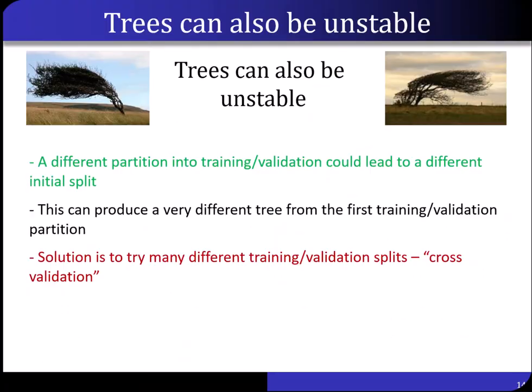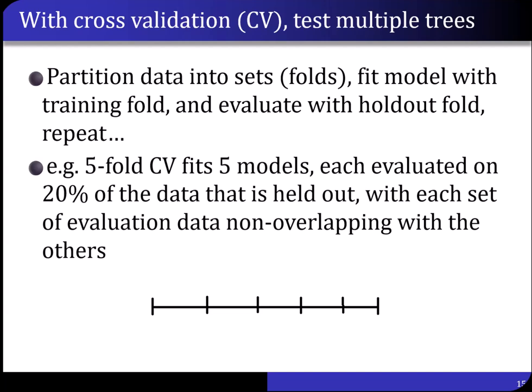One problem decision trees have is that they are very unstable. If 2 or more variables are of roughly equal importance, which one our model chooses for the first split can depend on the initial partition into training and validation. So a different partitioning into training and validation could lead to a different initial split, which can produce a very different tree. There are 2 solutions to this problem. The first one is called cross-validation, and the second one is called random forest.